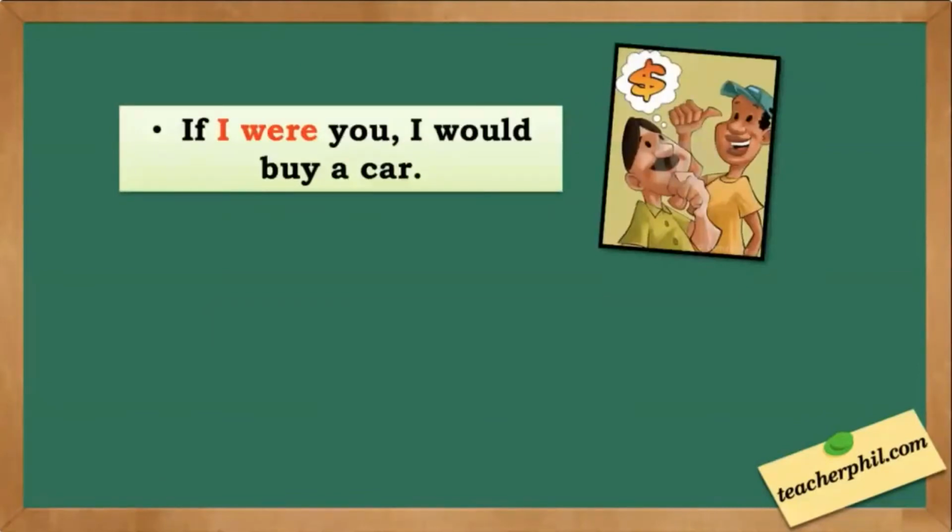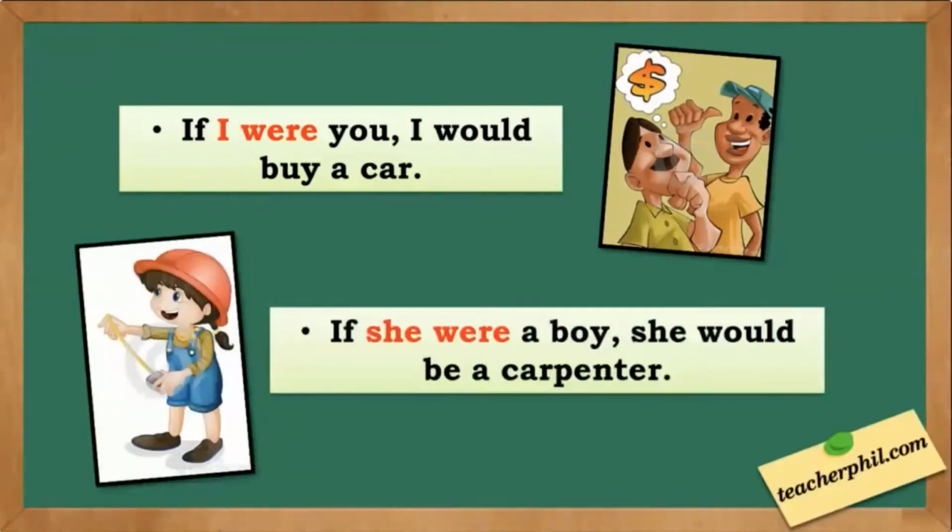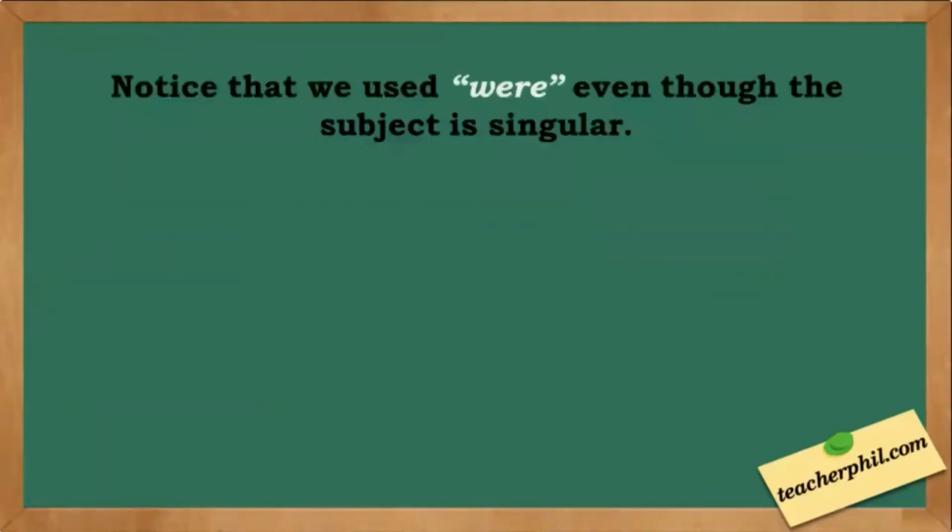Another example, if I were you, I would buy a car. The if clause is here, if I were you. The main clause is, I would buy a car. If she were a boy, she would be a carpenter. The if clause is, if she were a boy. The main clause is, she would be a carpenter.